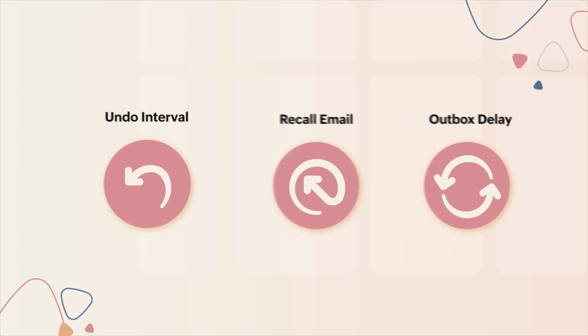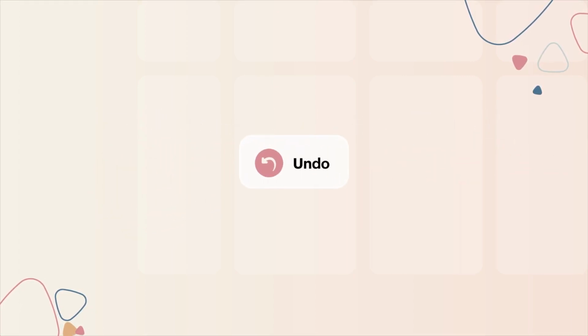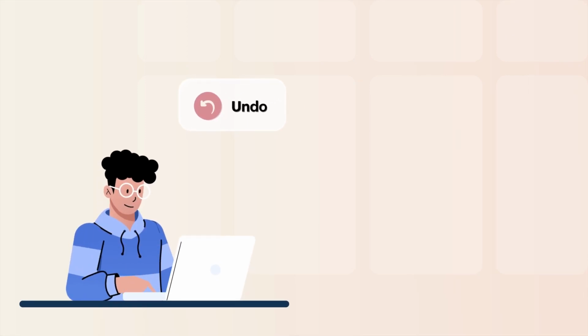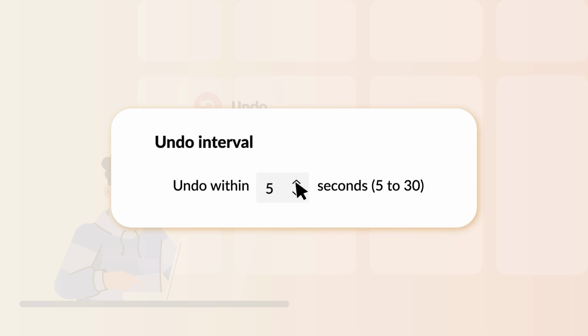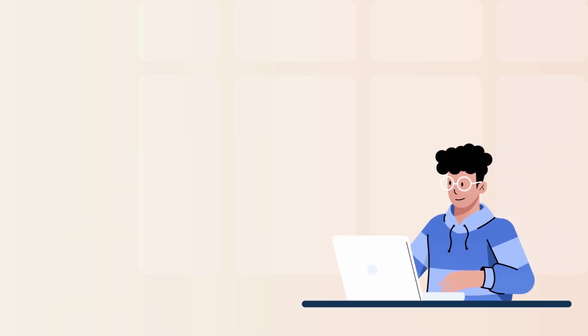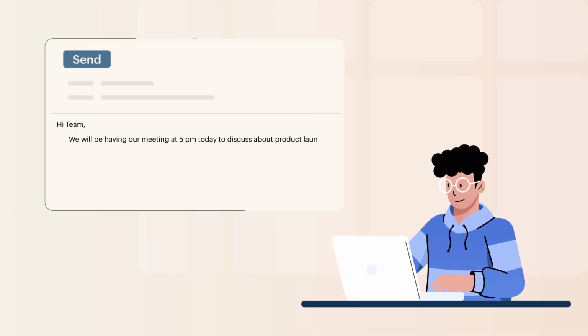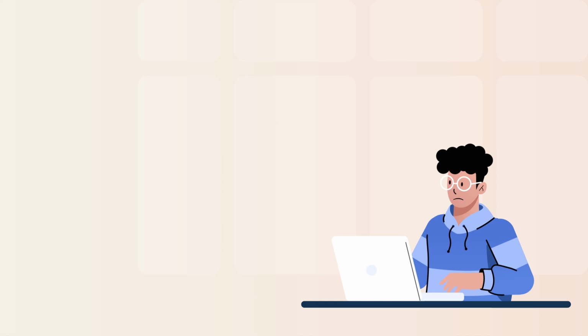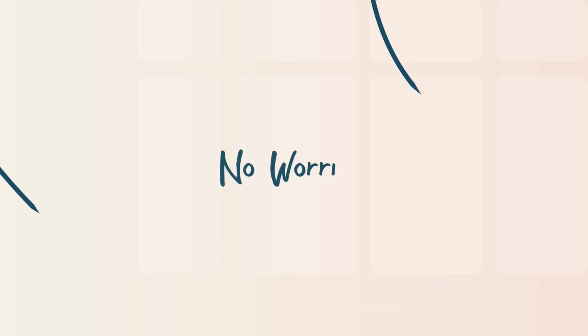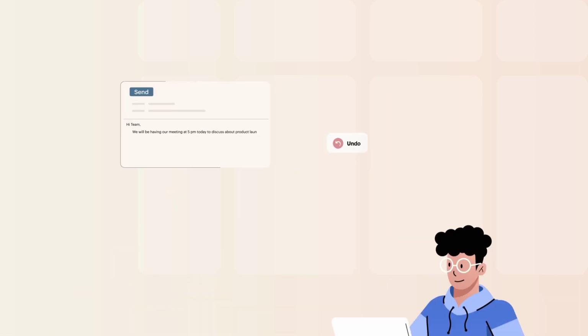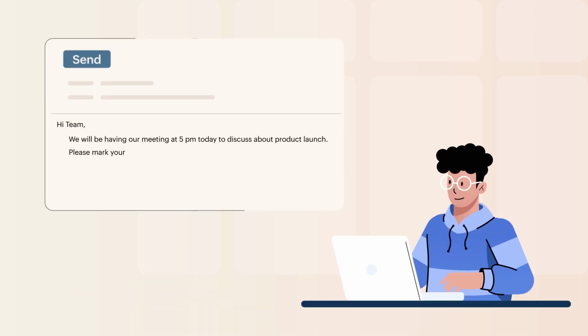First, let's talk about how to undo a sent email. With this feature, you can revoke a sent email within a limited grace period of between 5 to 30 seconds, set according to your preferences. Imagine accidentally hitting the send button before finishing your perfectly crafted email. No worries. Zoho Mail's undo interval gives you a small window of time to halt the email and prevent any damage. Let's take a look at the simple steps to enable this feature.